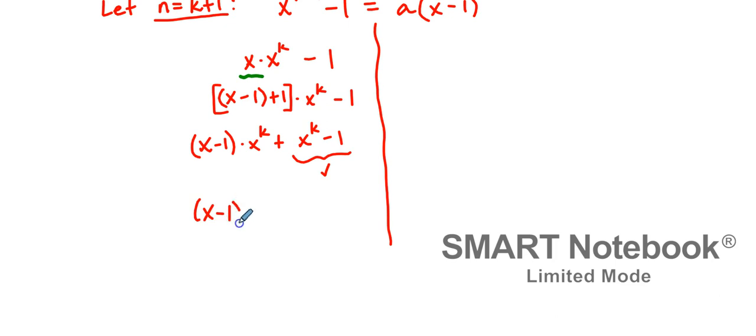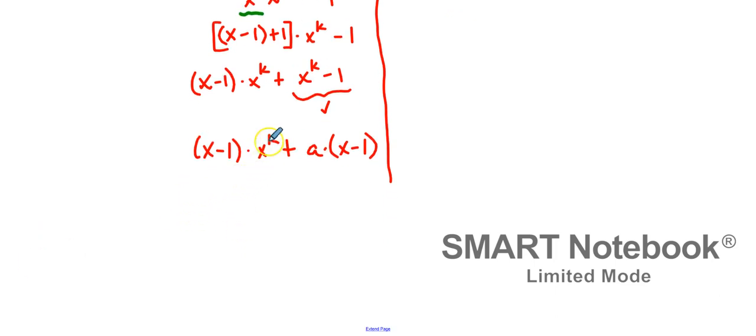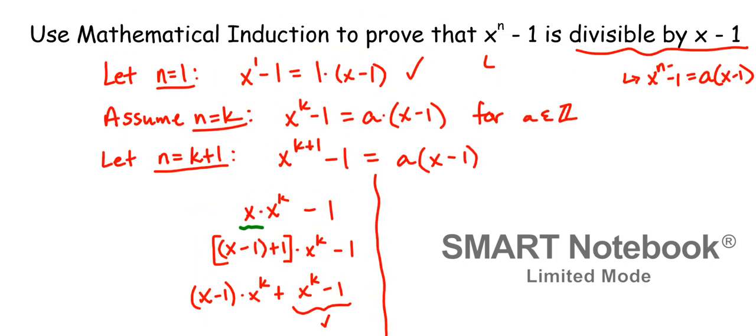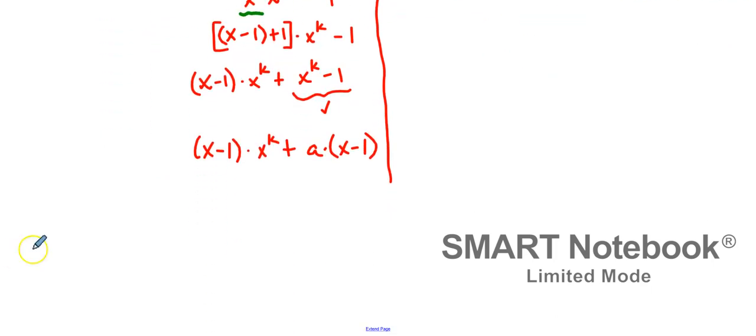So we've got x minus 1 times x to the k plus, and we already defined this as a times x minus 1 from the assumption step. So this part definitely works. And then this part over here, we need to figure out if x to the k is some integer. So because x is a natural number, and I don't think we defined that up above, but maybe we should. So we're really just trying to do this for natural numbers. So no negatives or zeros for your base on that exponent. But because x is a natural number, any power of x is just repeated multiplication. So that's going to be an integer.